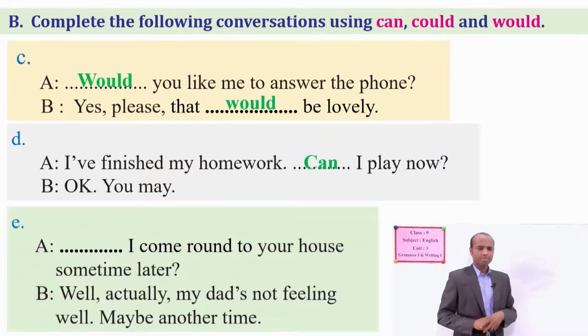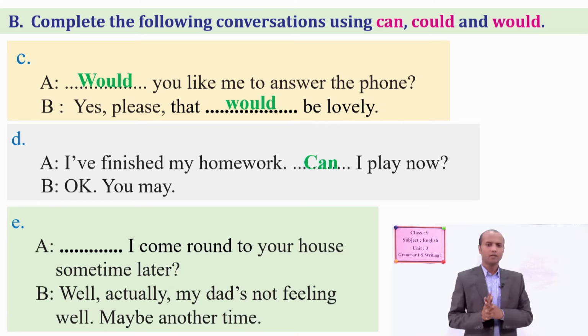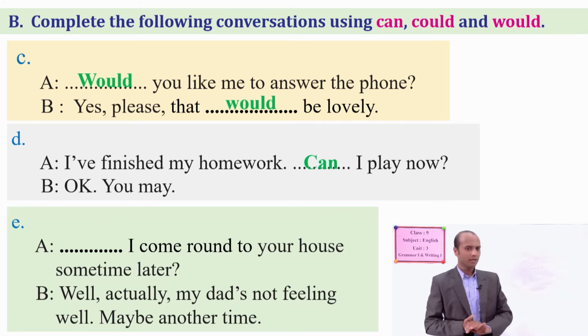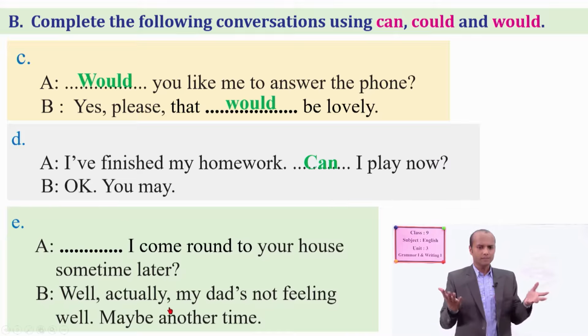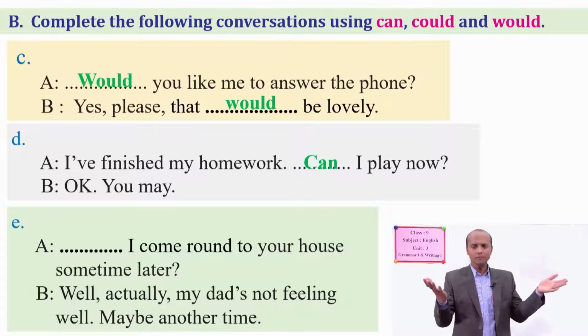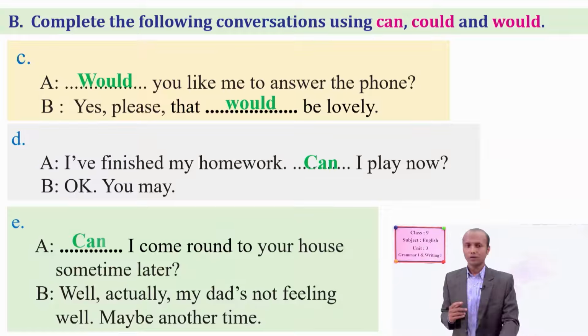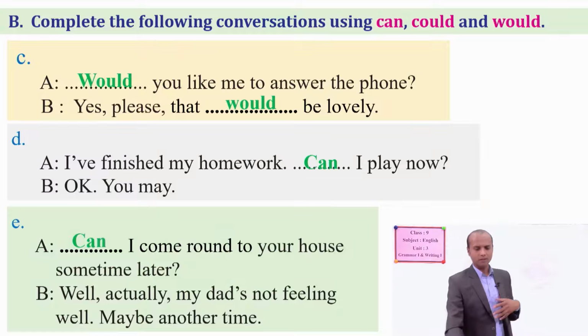Number E. A: I come around to your house sometime later? B: Well, actually my dad is not feeling well. Maybe another time. So what do you think? What should be there? Look at the expression of B. They are quite informal. Got it? Maybe another time, in that way. So you can use can there. This is a direct request.